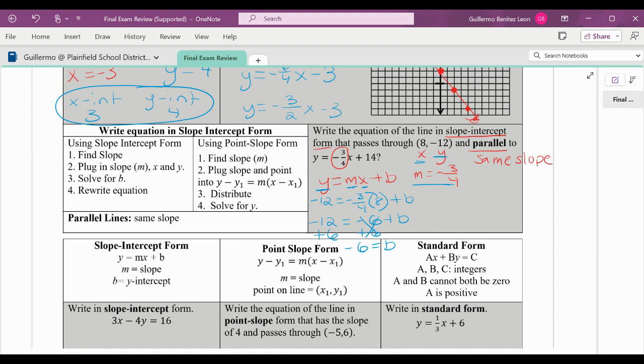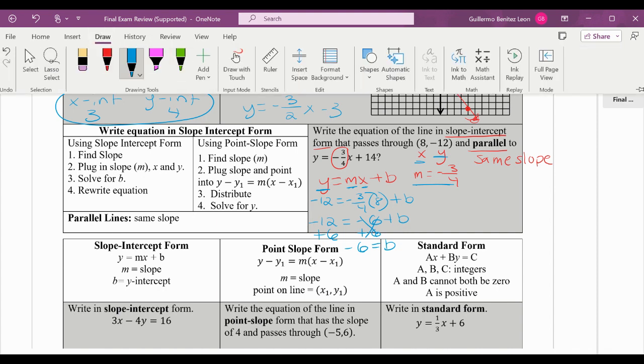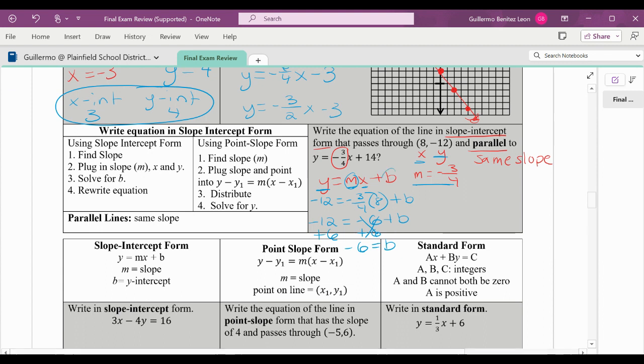Now we have everything we need for our equation. To write this equation, we needed M and we needed B. We have those pieces, so we can write our answer. Y equals negative 3 over 4x plus B, but B is negative, so minus 6.